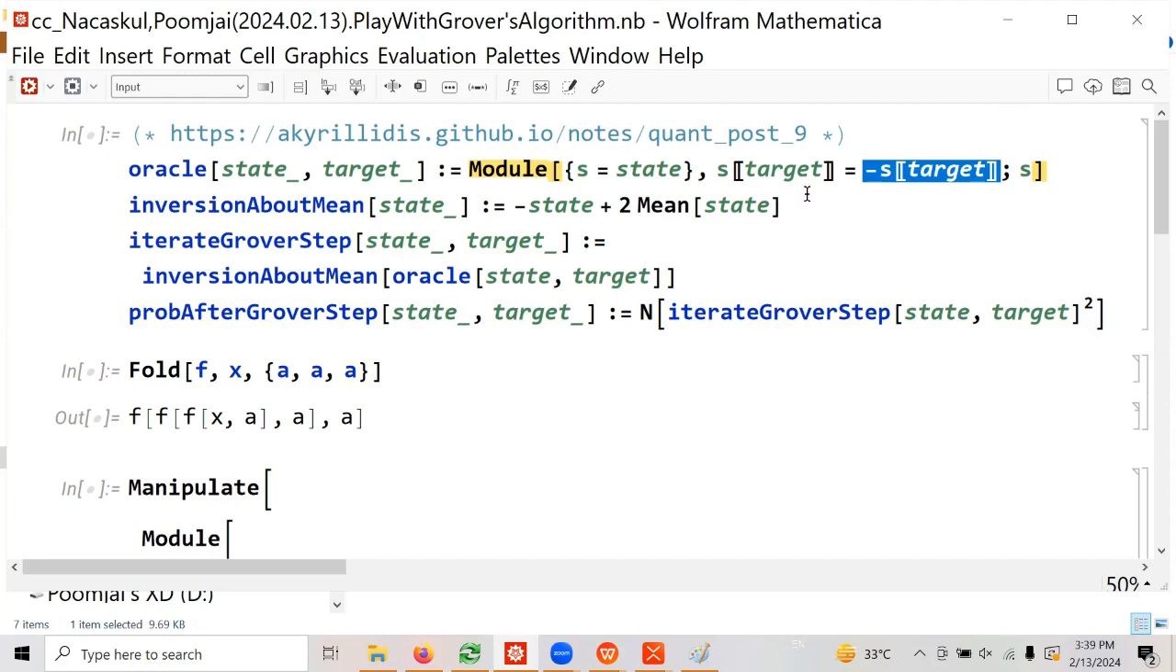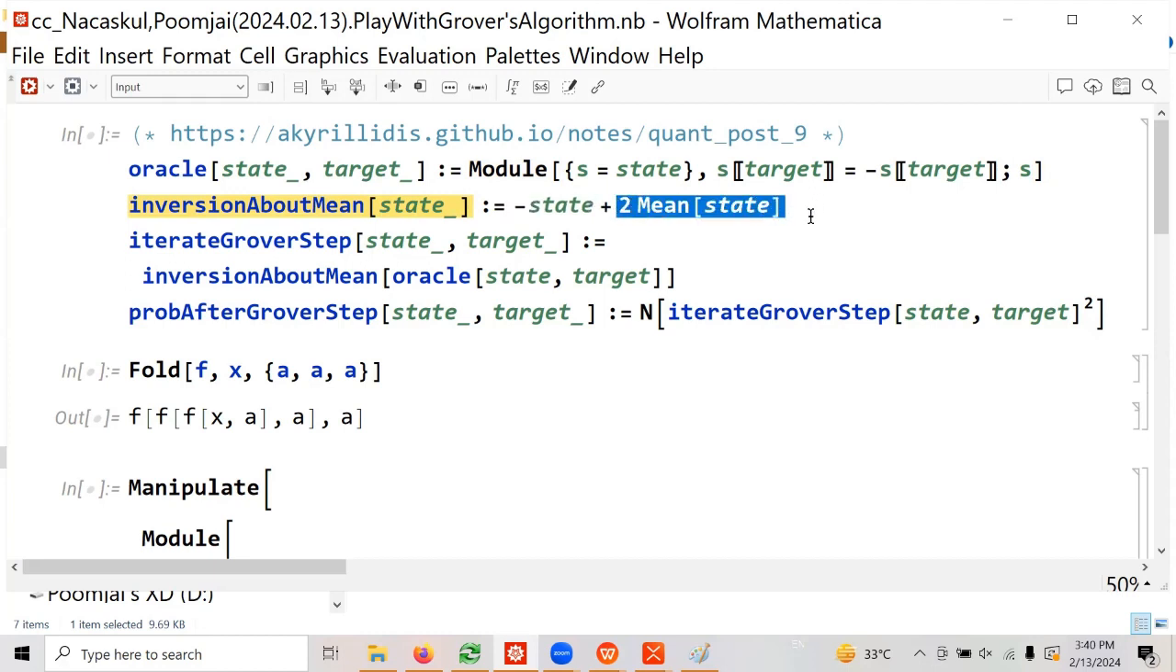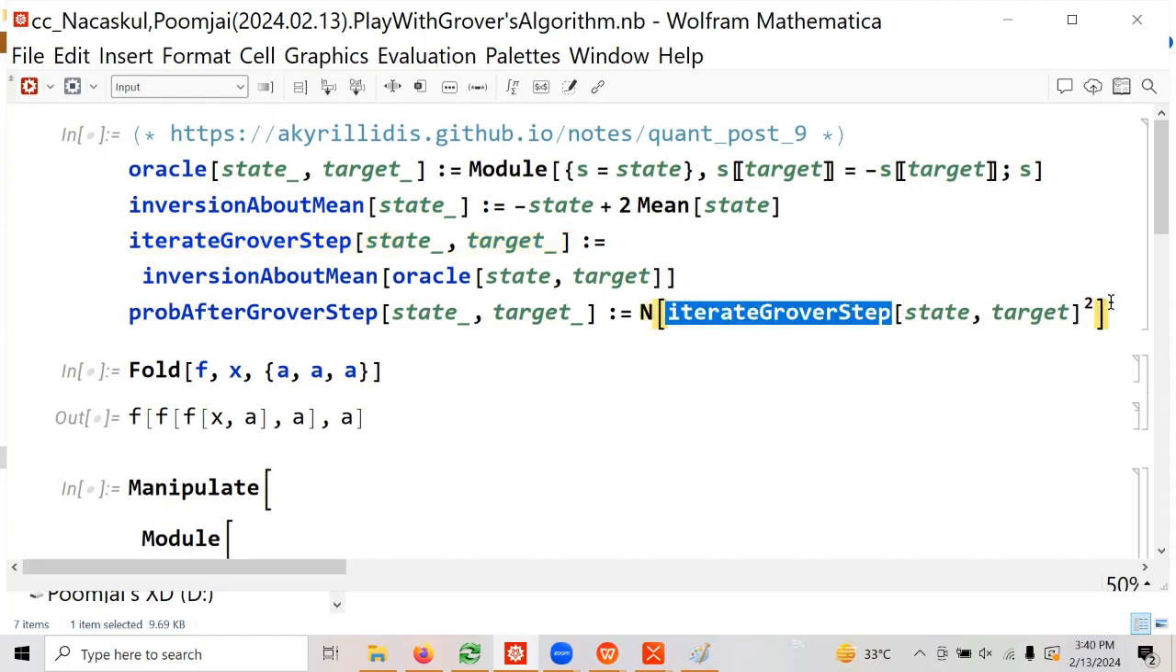Let's see how it works. This is you flipping. It's called oracle. The reason it's called oracle is from the Greek. Oracle means like the god, a hidden answer of nature. Inversion about the mean: just take a state and flip it around the mean, and the way you do it is minus state plus twice the mean. One step of Grover iteration is basically these 2 steps together. And the probability, you just take the square of it.